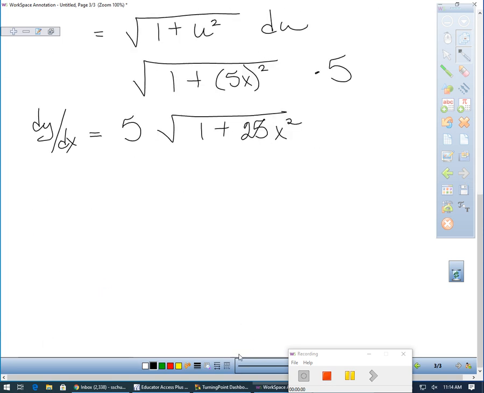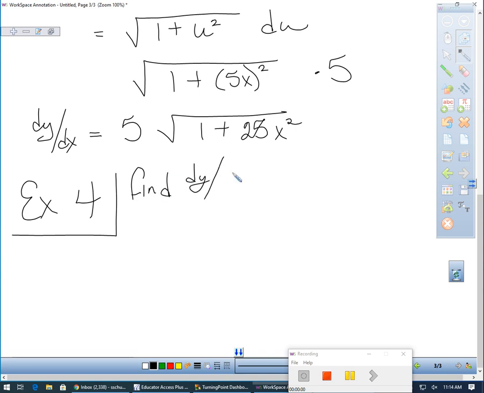How about, here's example number 4. And again, I want you to find dy dx. And let's say we have the integral. So y equals the integral from 0 to x squared of e to the t to the third dt.